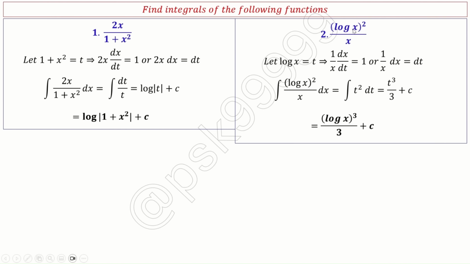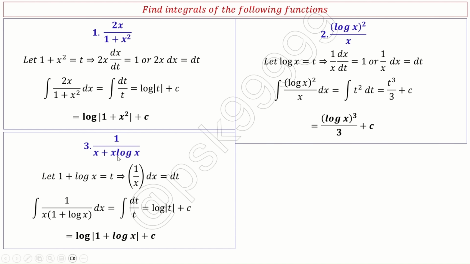Now we know that the differentiation of log x is 1 by x. So take log x equal to t. So 1 by x dx equal to dt, and the integration of log x whole square by x dx is nothing but integration of t square dt, because log x is t and 1 by x dx is dt. This is nothing but t cube by 3 plus c, constant. So that is nothing but log x whole cube by 3 plus c. Okay, next.